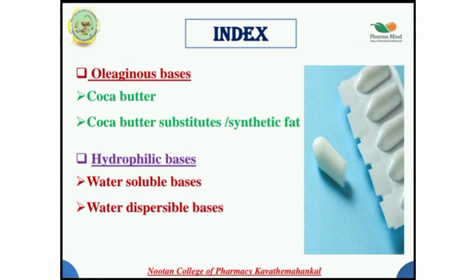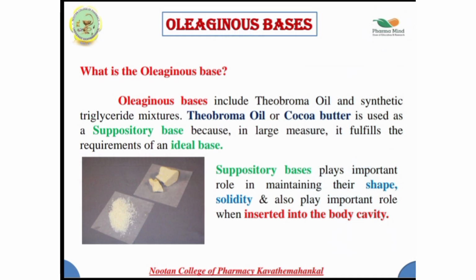There are two types of bases used for suppositories, which are classified as follows. First, oleaginous bases, which include two types: cocoa butter and cocoa butter substitutes, the synthetic fats. Second, hydrophilic bases, which include two types: water soluble bases and water dispersible bases. The first is the oleaginous base. What is the oleaginous base? The oleaginous base includes theobroma oil and synthetic triglyceride mixtures.